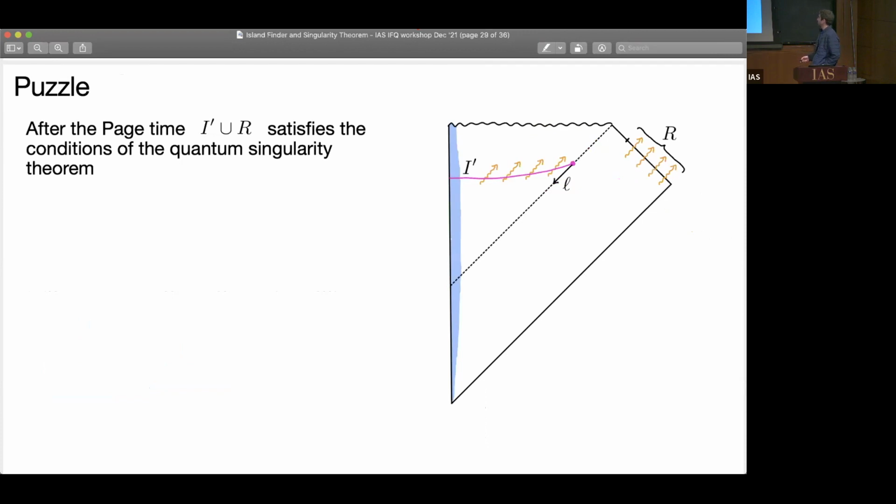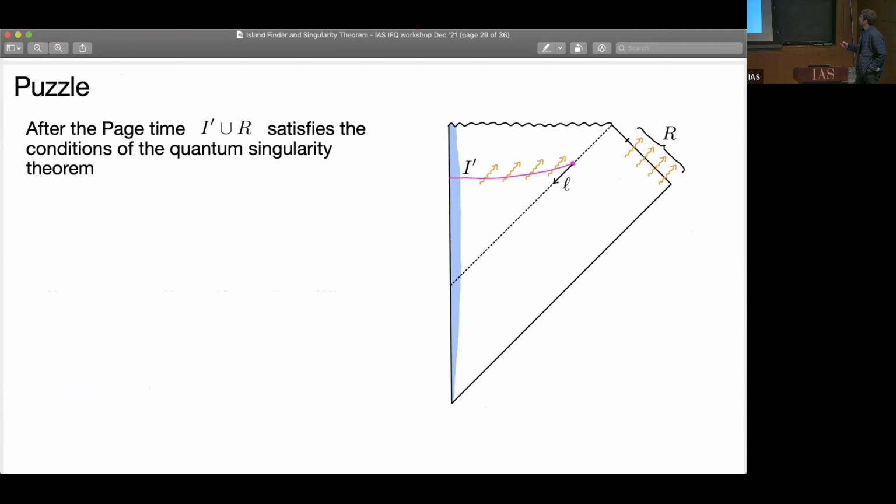The more puzzling example is that the conditions of this quantum singularity theorem are being satisfied after the Page time in an evaporating black hole, in the opposite direction of time. Now, I really don't know exactly what's going on here, but I will just say some words.